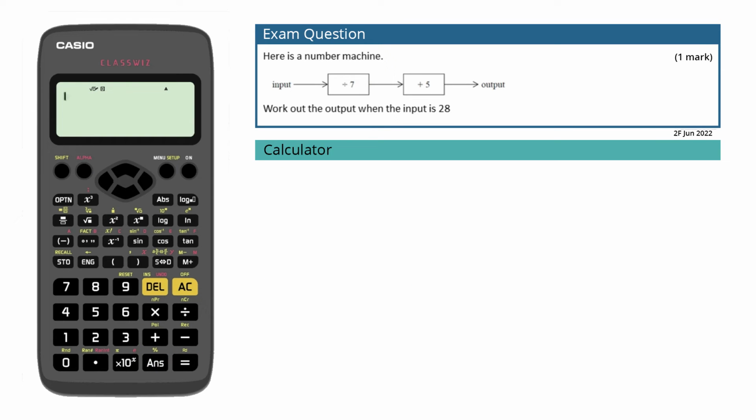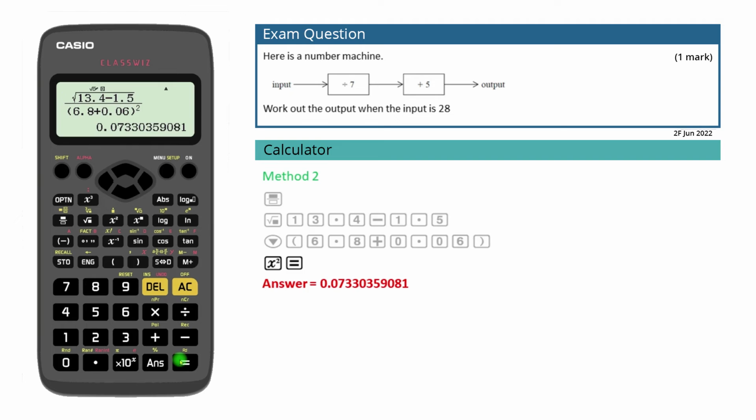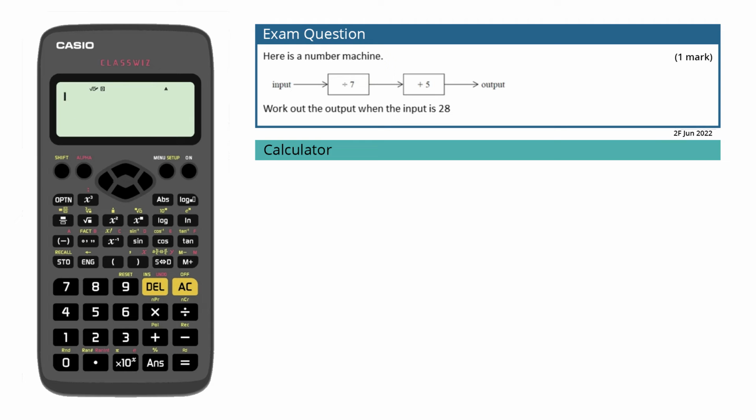In the next question we are told, here is a number machine. Work out the output when the input is 28. Firstly, we are going to write the information from the question on the diagram. Write 28 over input. Now on the calculator, enter 28 divided by 7 and press equals. The answer is 4 and we will write this over the second arrow.